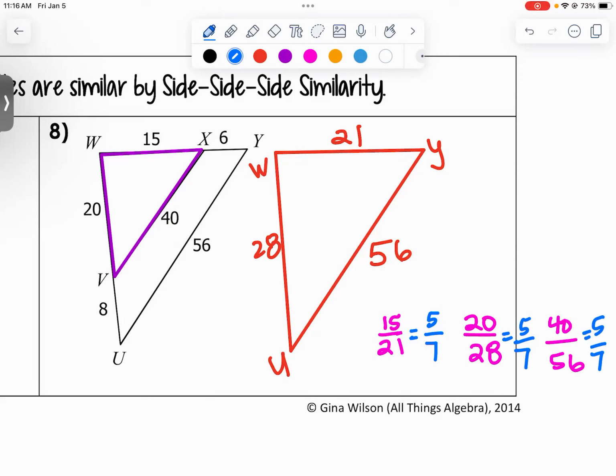Awesome. So we can say that triangle WXV is similar to triangle WYU by side. Now, you are technically not writing a proof, right? We all decided that this is not a proof. But I need to see your work that you checked those three fractions, those three ratios.